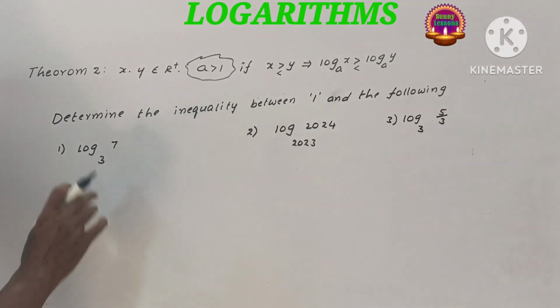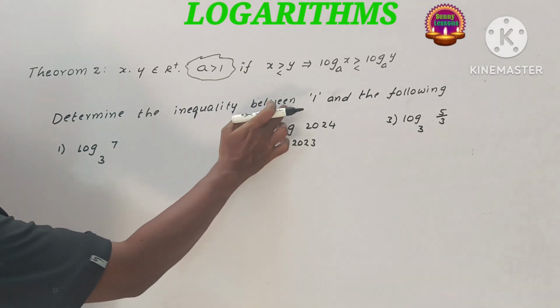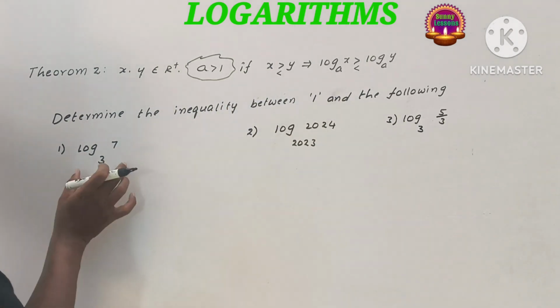The third model is to determine the inequality between 1 and the following.